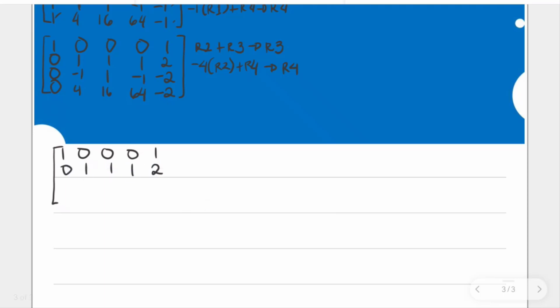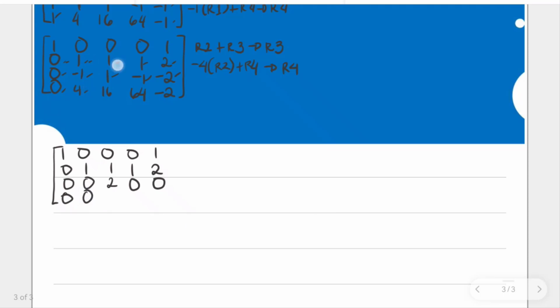But the third row, simply add 0 plus 0, 0. 1 plus negative 1, 0. 1 plus 1, 2. 1 plus negative 1 is 0. 2 plus negative 2, 0. Then 4 times 0 is 0, and then 0 here, like that. Negative 4 times 1 is negative 4 plus 4, 0.